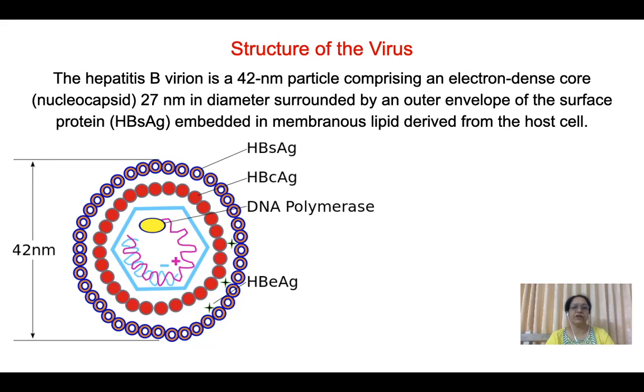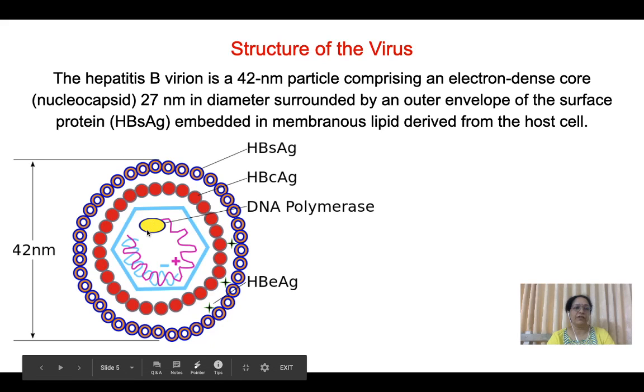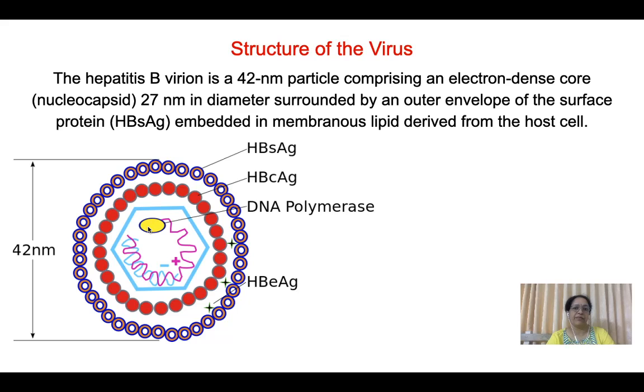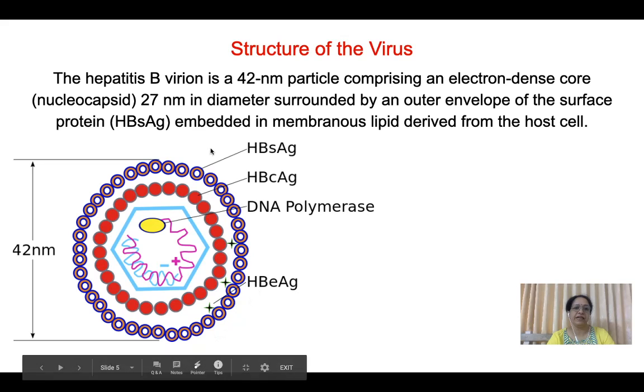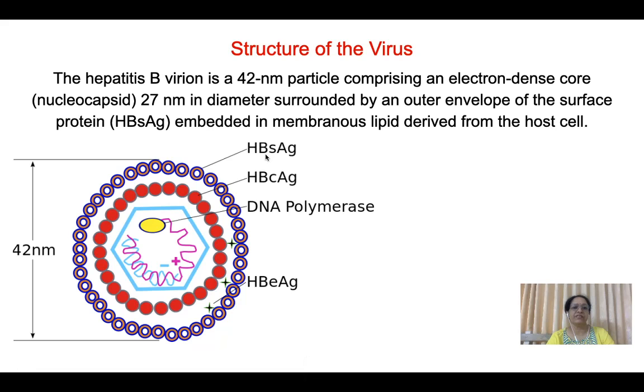Now see the structure of the virus. Here we have to consider the complete virion, and the hepatitis B virion is a 42 nm particle comprising an electron dense core nucleocapsid. So this one is that nucleocapsid which is 27 nm in diameter. This is surrounded by an outer envelope of surface protein, that is HBs antigen, HBs surface antigen. Another name given to this is Australia antigen. It is embedded in membranous lipid derived from the host cells, that is hepatocytes of the liver.